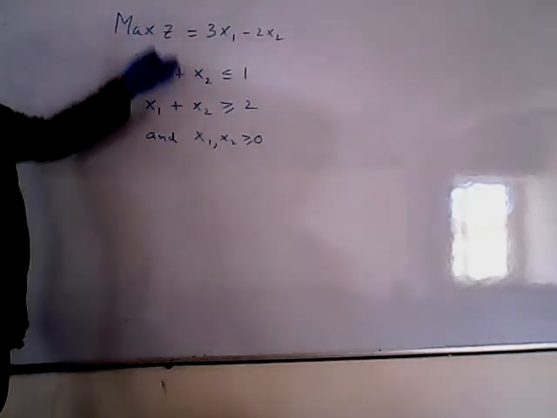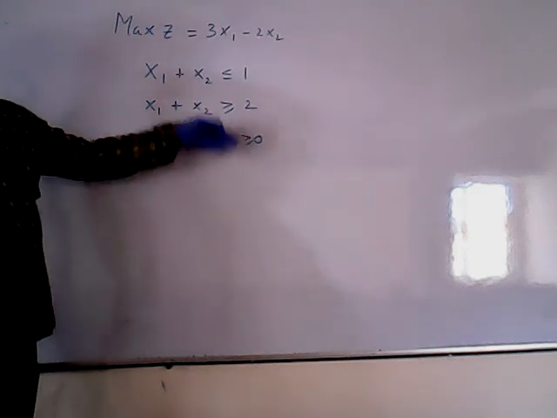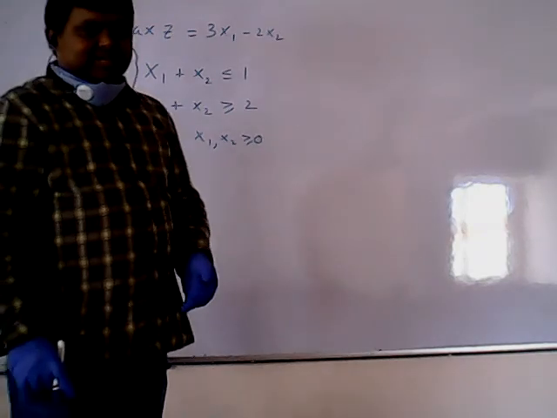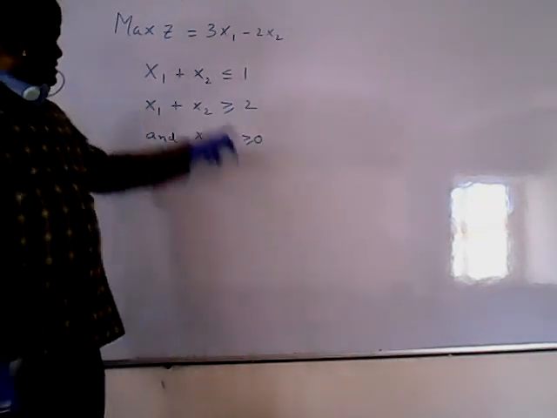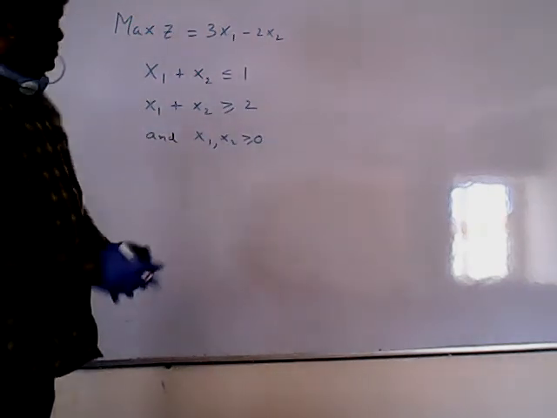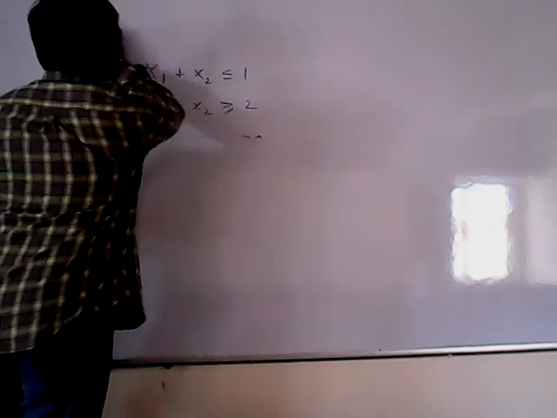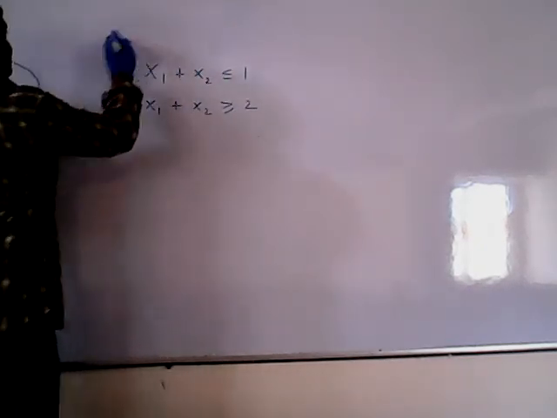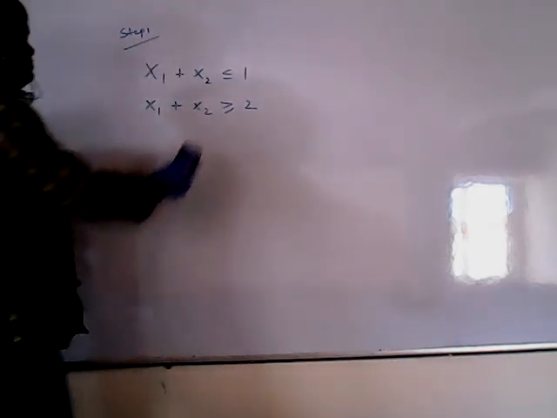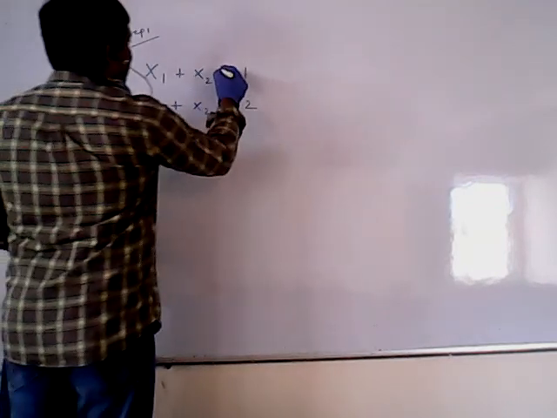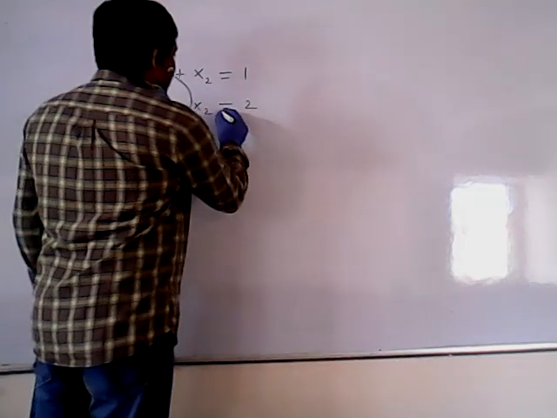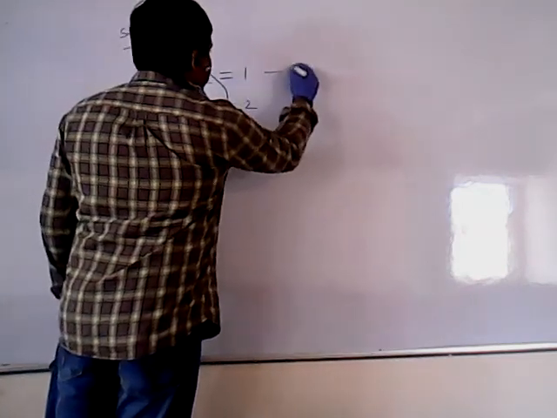Now this is the problem. Only two decision variables are there, so you can apply graphical method. All of you know the steps in graphical method. Step number 1: convert all the inequality type constraints into equality type constraints.